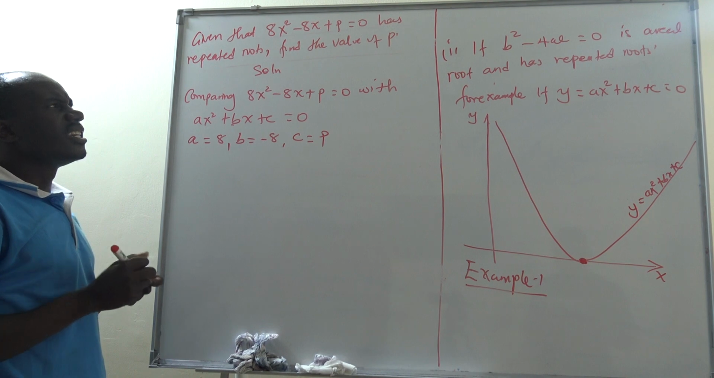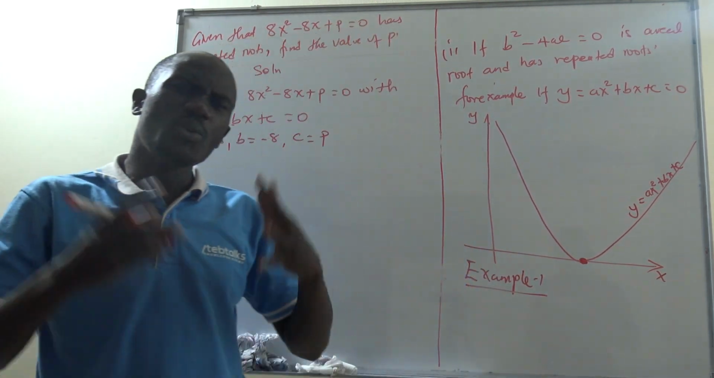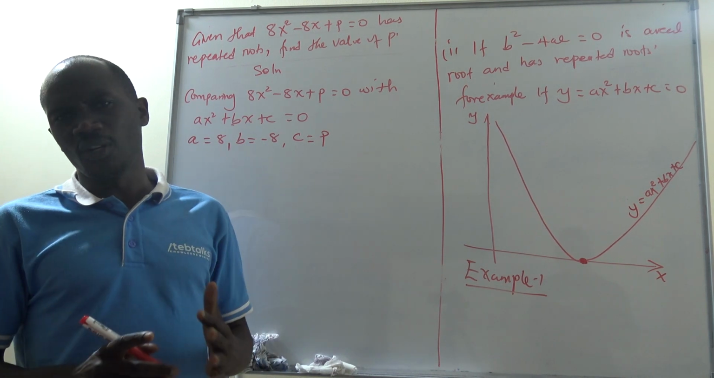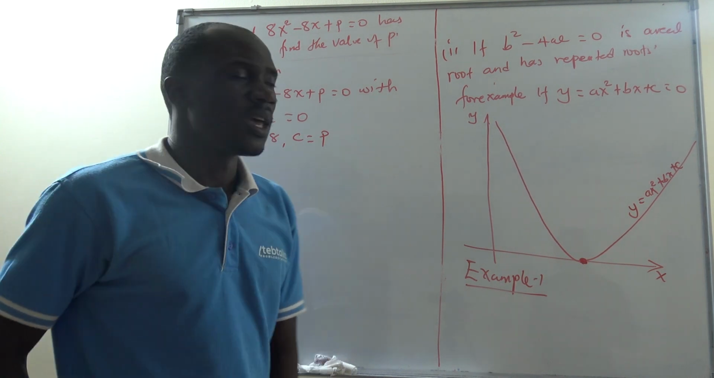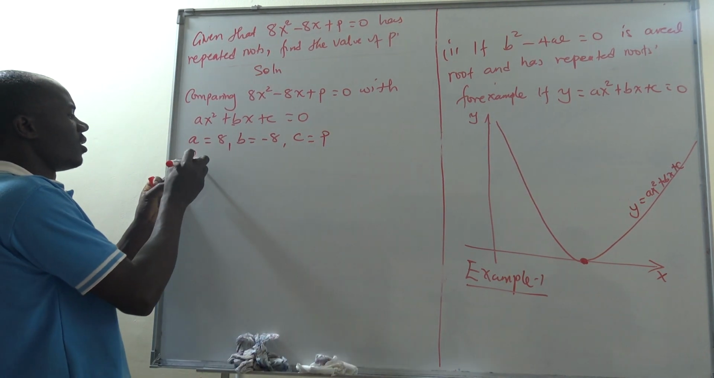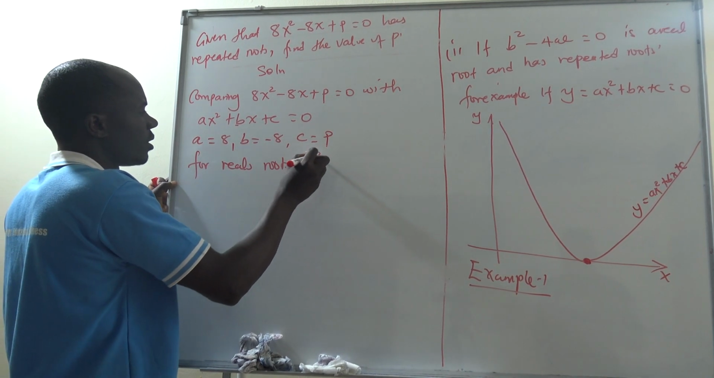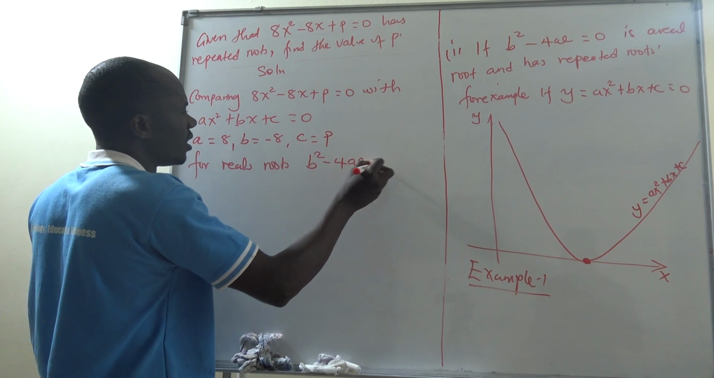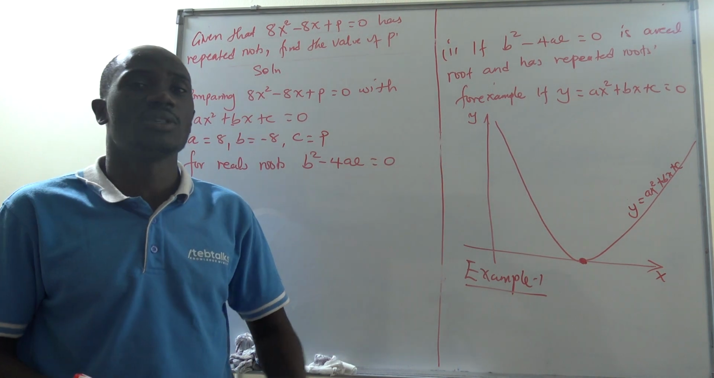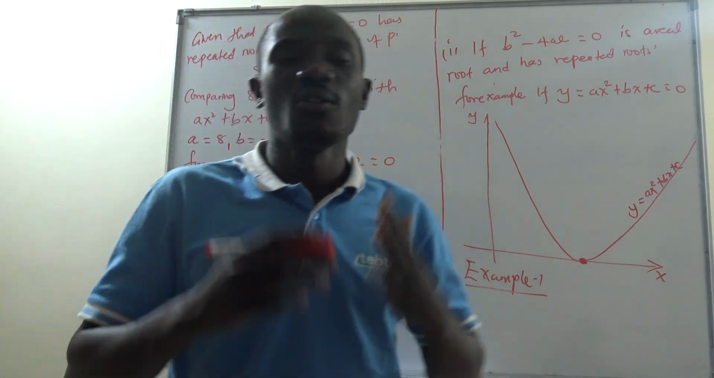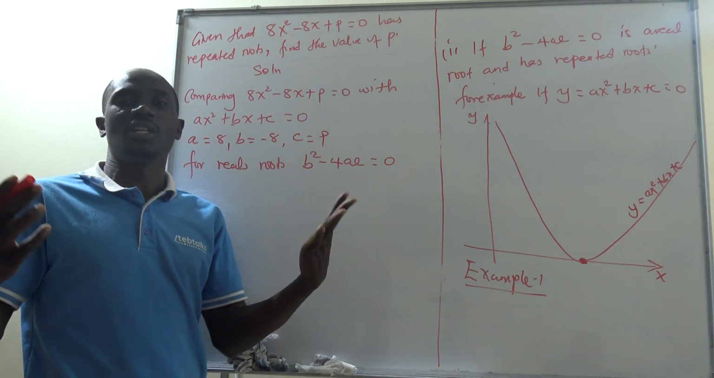But they have said that this equation has got repeated roots. What do we know about repeated roots? For it to become repeated roots, automatically it is a real root. And we use our expression, we say, for real roots, b squared minus 4ac equals 0. If you don't want to say 4ac equals 0, you can even first take that one. You say b squared equals 4ac. Then from there, we are free to substitute.